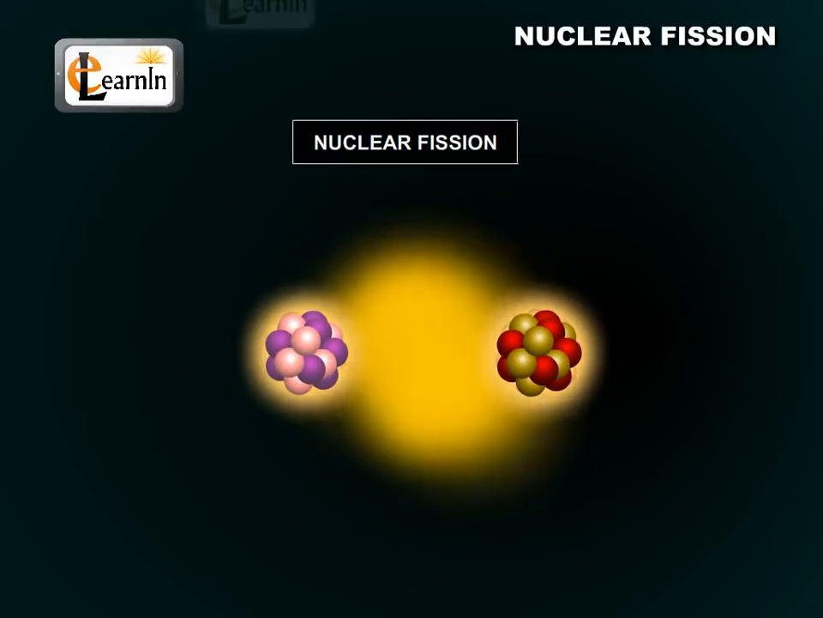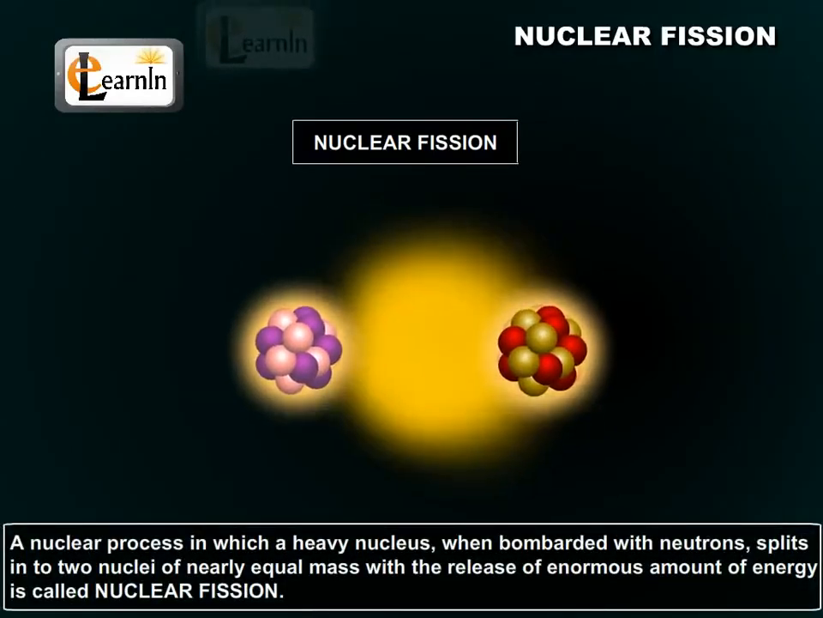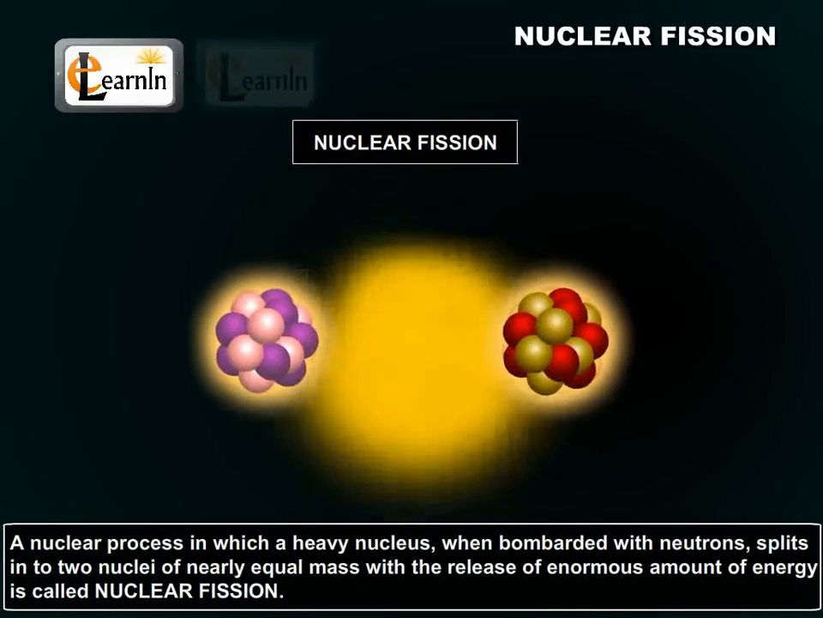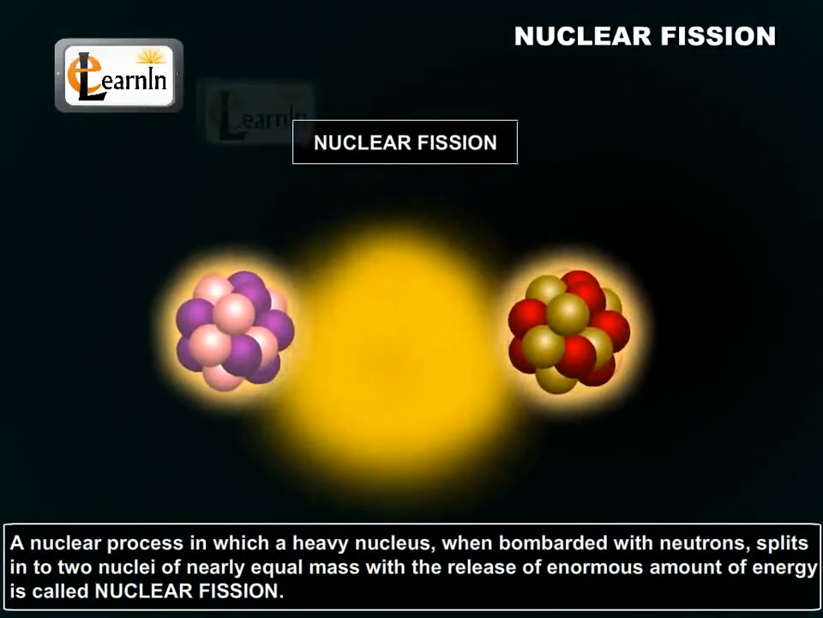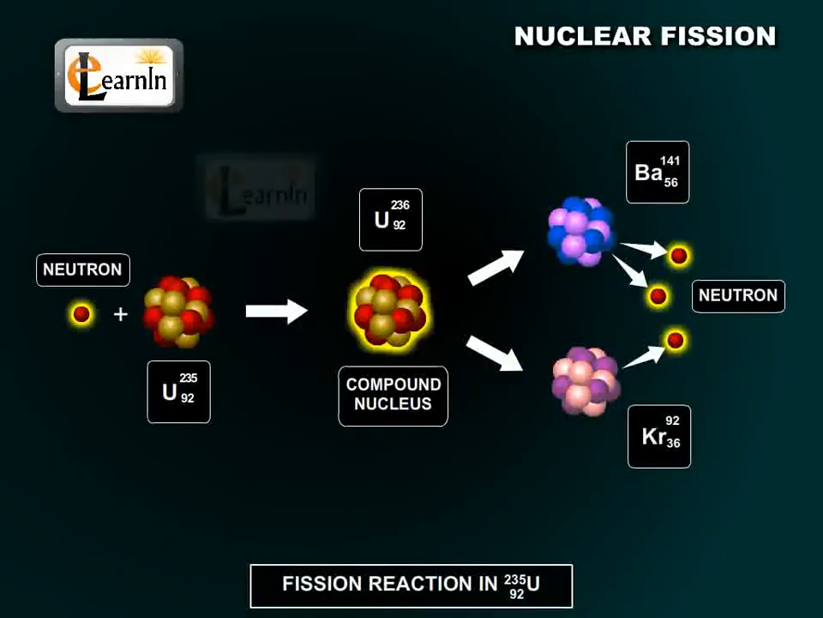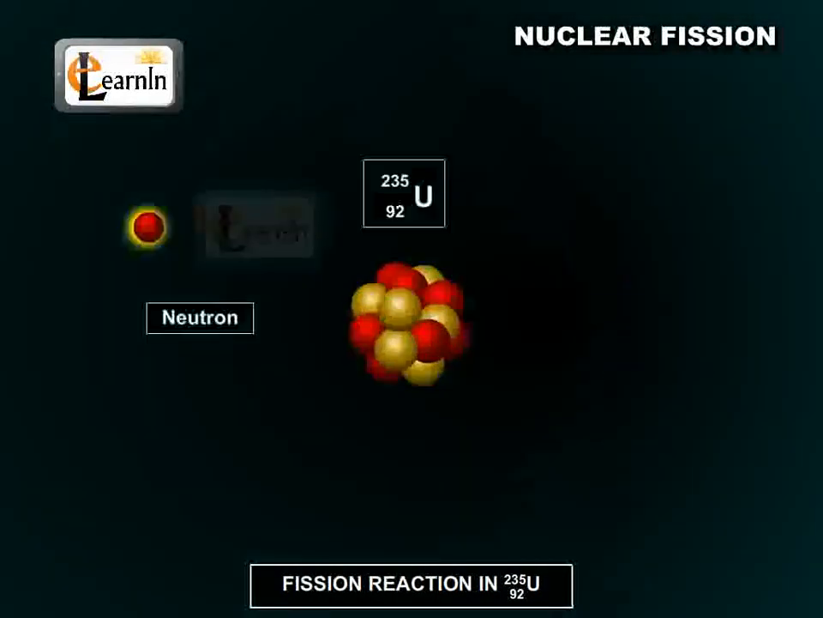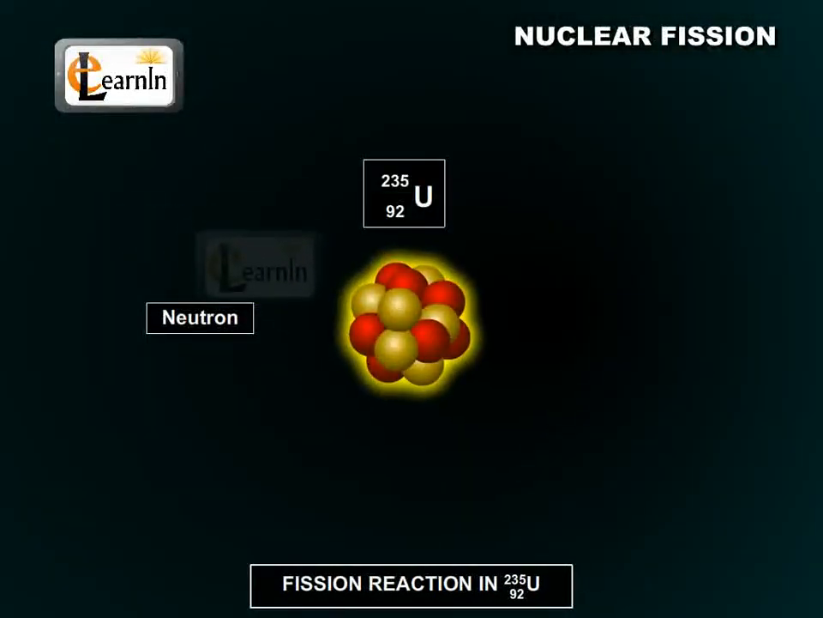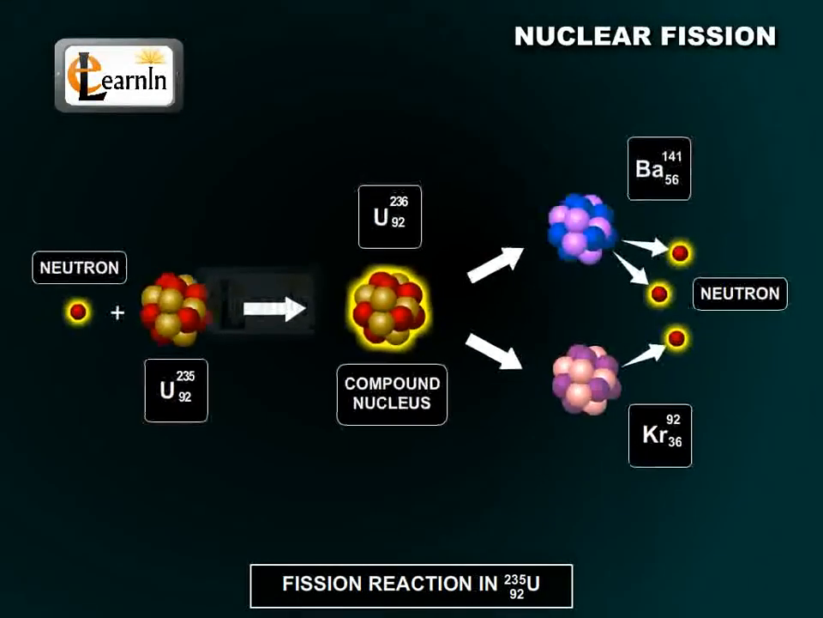So, a process in which heavy nuclei are bombarded with neutrons and split into two equal masses, releasing enormous amounts of energy, is called nuclear fission. In the process, uranium-235 initially absorbs a slow-moving neutron, thus forming a highly unstable compound nucleus, uranium-236. This is what triggers the nuclear reaction.